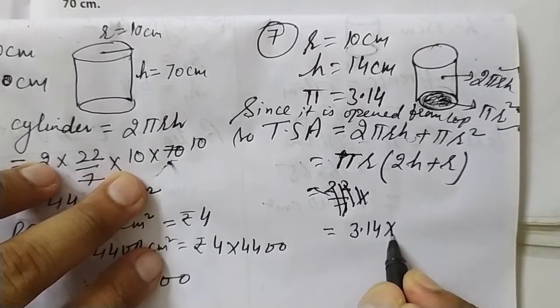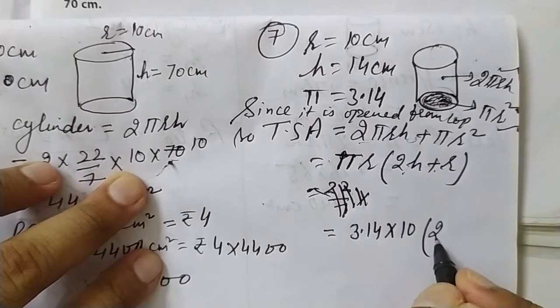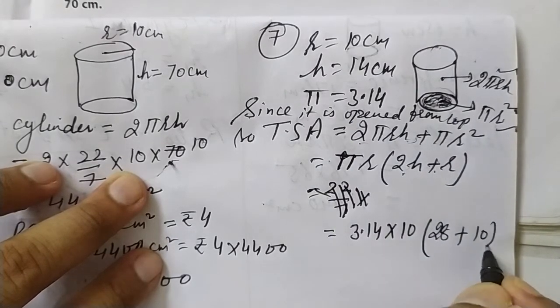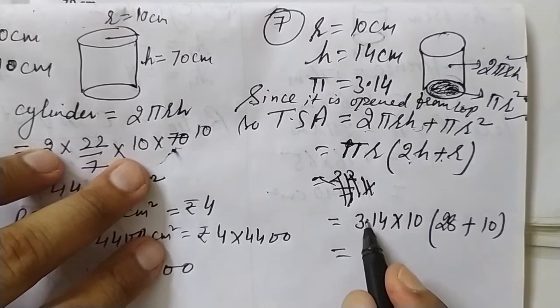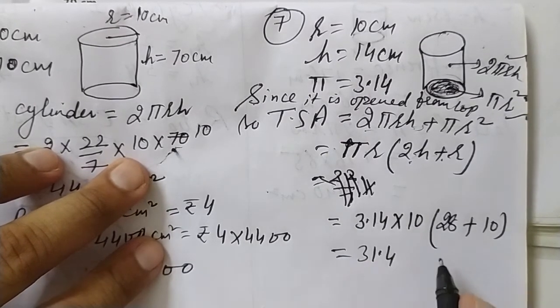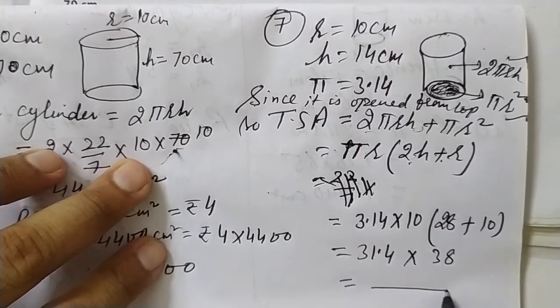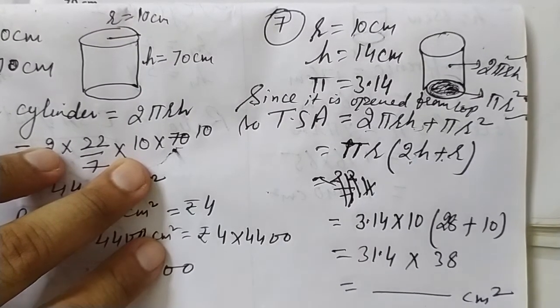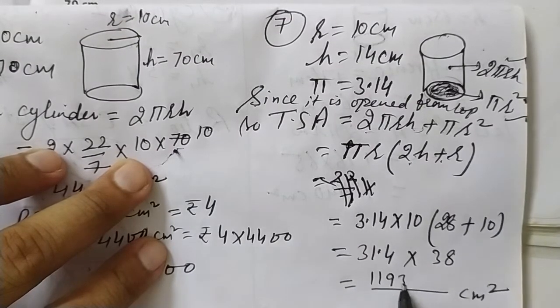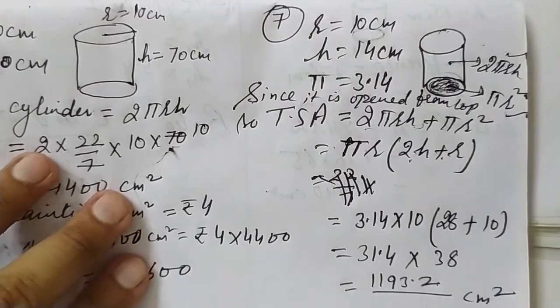So 3.14 into r is 10, and then 2h, 2 into 14, that is 28, plus r is 10. So 3.14 into 10 is 31.4, because the decimal will go one place forward, into 38. So you can multiply here and you will get the answer. You can multiply yourself. So this is the total surface area.